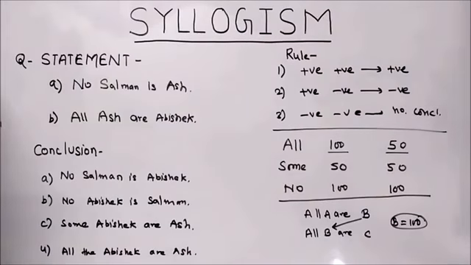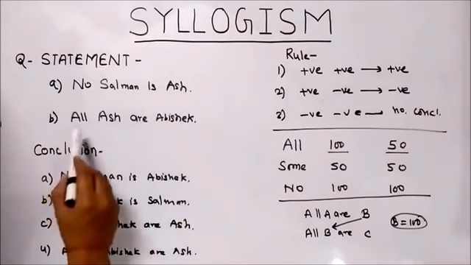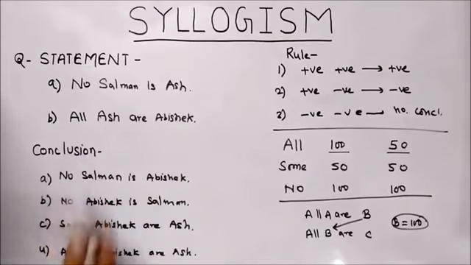Now we solve the second question of syllogism. We have two statements here. First is: no Salman is Ash. Second is: all Ash are Abhishek. We have four conclusions here.